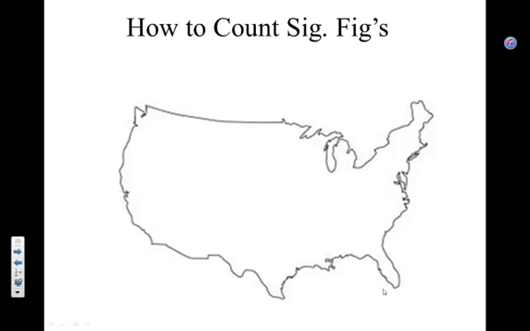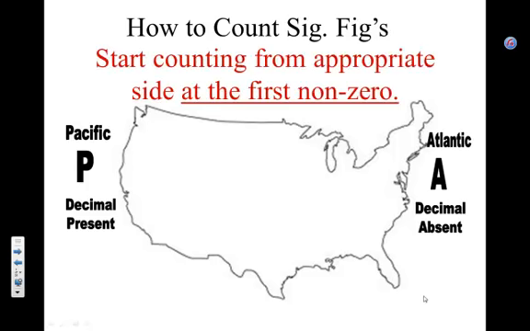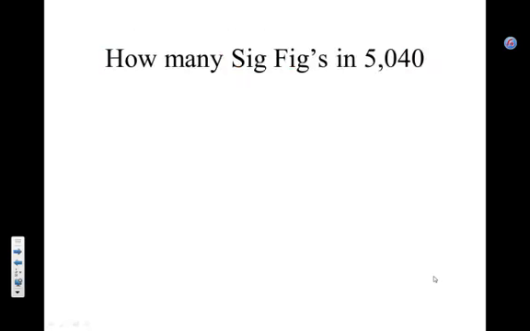Well, I have a nifty little trick to help you learn how to count using significant figures, and it's the Atlantic-Pacific trick. On the Pacific side, the left side of a number, the P stands for the decimal is present. On the Atlantic side, the A stands for a decimal is absent. So when you look at a number, you'll know which side to start counting from. And we always start counting at the first non-zero number. So let's look at an example.